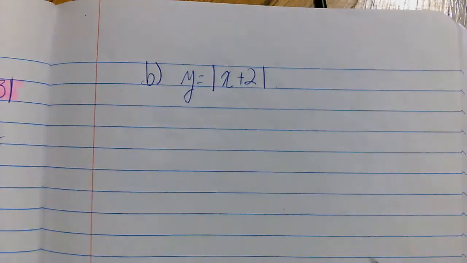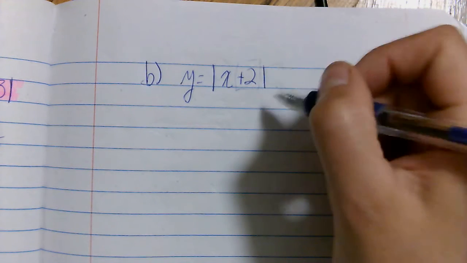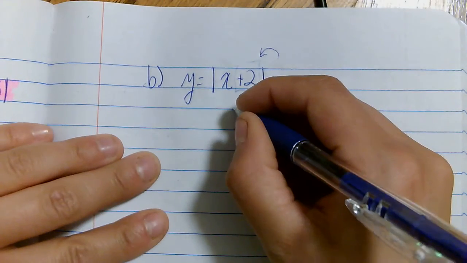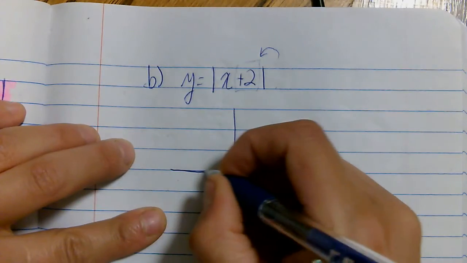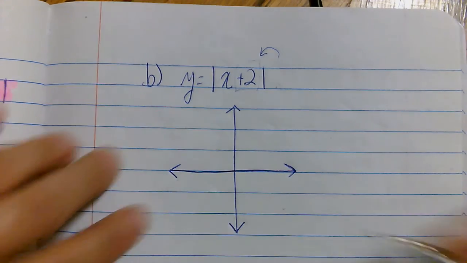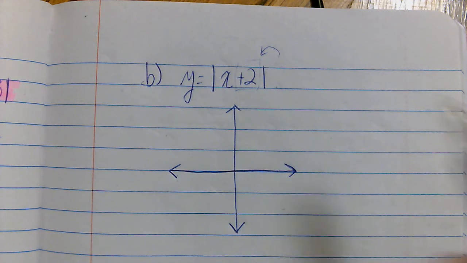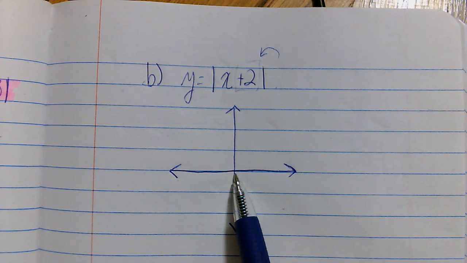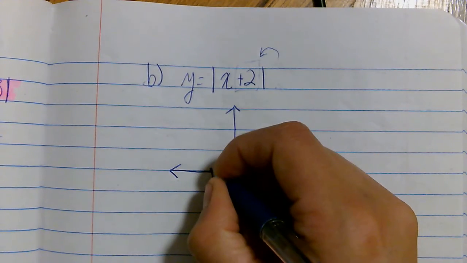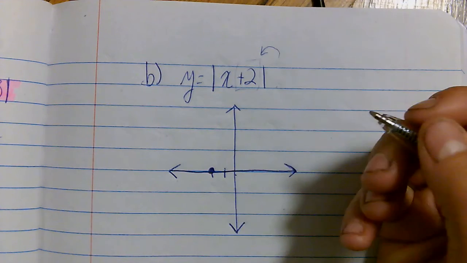Now remember, even though this is a +2, if it's on the inside of the absolute value bars, it's going to move the opposite of what you would expect it to do. So instead of moving to the right in the positive, it's going to move to the left in the negative. So I will draw my graph. Normally my vertex starts at (0, 0), but this one is going to move to the left 2 spaces, and my vertex is going to start there.